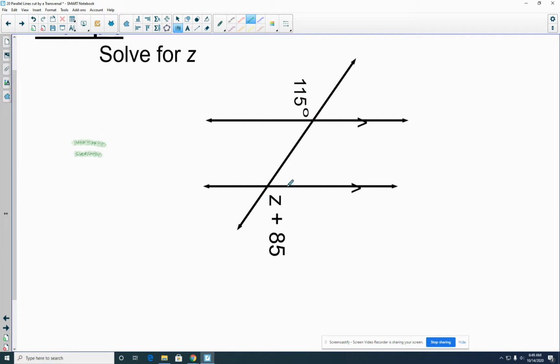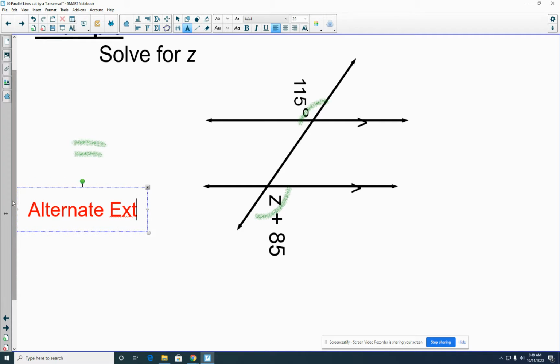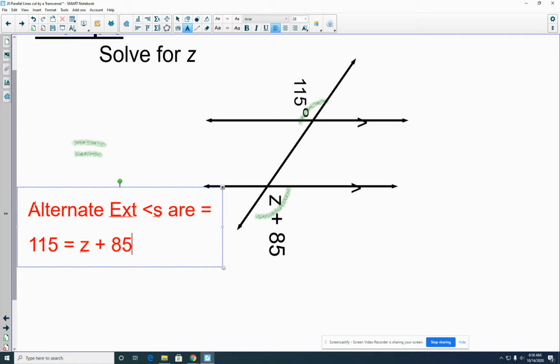I have exterior angles that are on opposite sides of the transversal. These are known as alternate exterior angles, and we know that alternate exterior angles are equal. So then you write yourself your equation. That means that 115 equals z plus 85, because this angle is equal to this angle. Subtract your 85 from both sides, and we get that z is equal to 30. And we are finished.